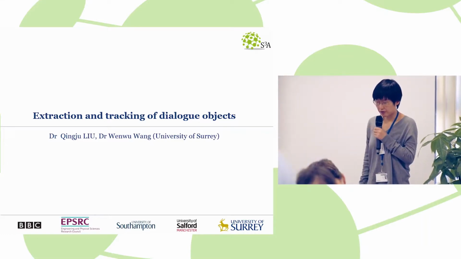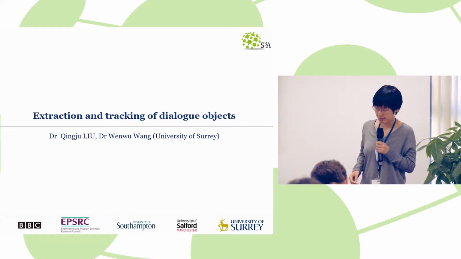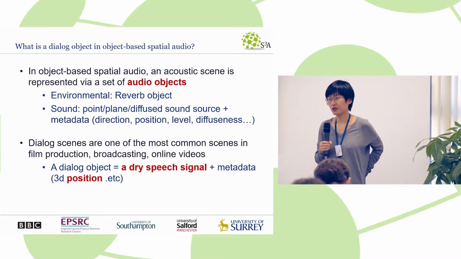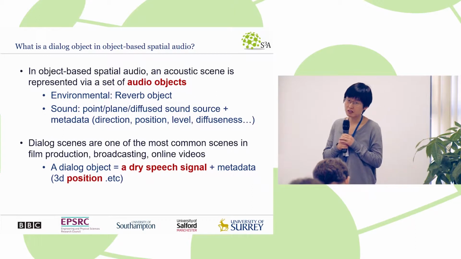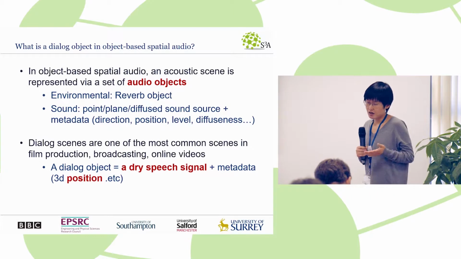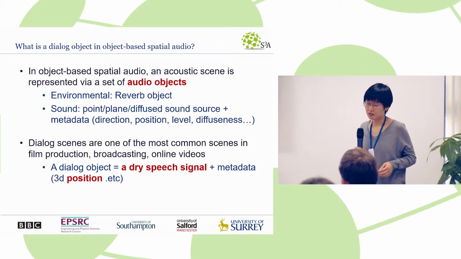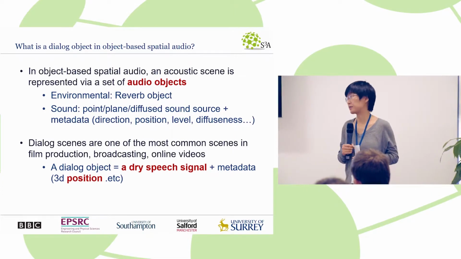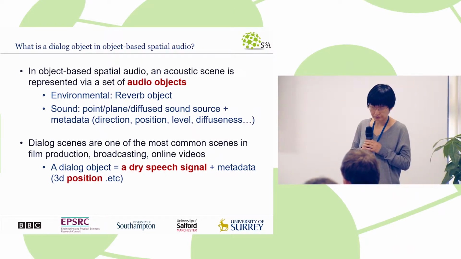So my talk is about extracting and tracking of dialogue objects from these noise-corrupted mixtures. We heard a lot in this morning's talks about audio objects in spatial audio, and there can be many different formats for audio objects. For example, they can be environmental, as mentioned previously by Philip, for example the reverb object. They can also be about the sound itself, containing some audio signals and also some metadata describing the acoustic properties like the distance, the position, loudness, and diffuseness.